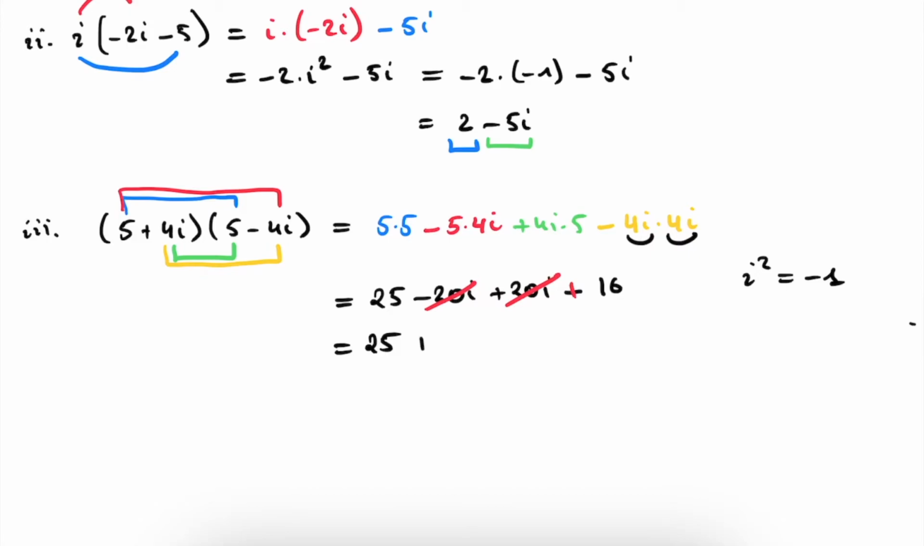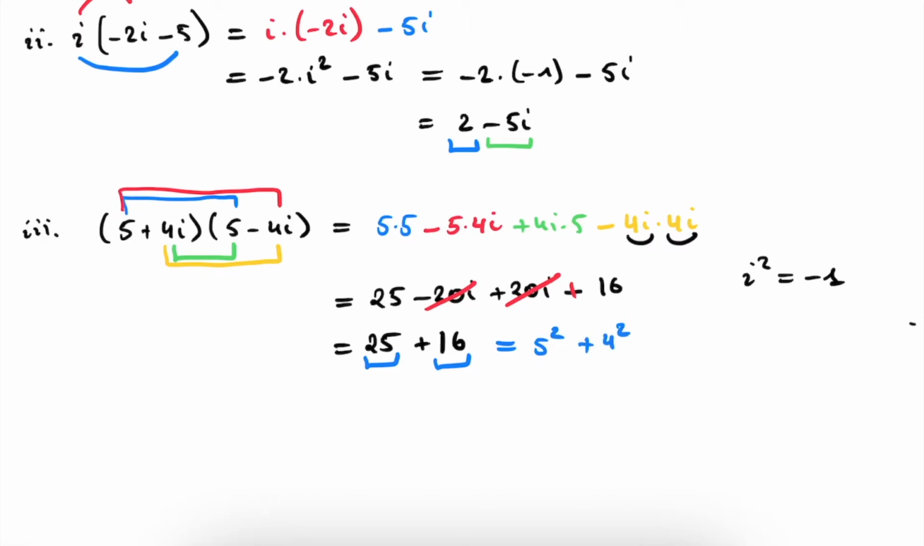So we get 25 plus 16. And this is actually a purely real number. We only have real parts. We have 25 and 16. And we can actually write this a little bit different. Let's write this as 5 squared plus 4 squared.